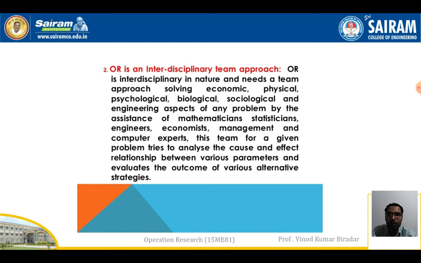This team, for the given problem, analyzes the cause and effect relationship between various parameters and evaluates the outcome of the various alternative strategies. The meaning of this is, even if you have developed one project, in that project the computer person will come, the mechanical person will also come, and the electrical person also comes, to get the best solution. That is about an interdisciplinary team approach.